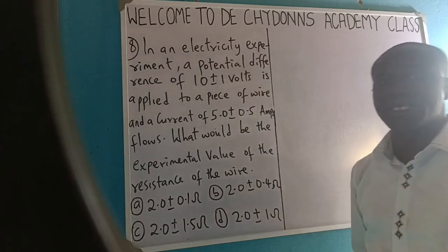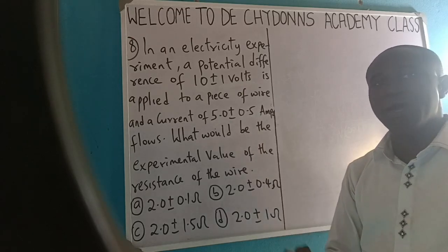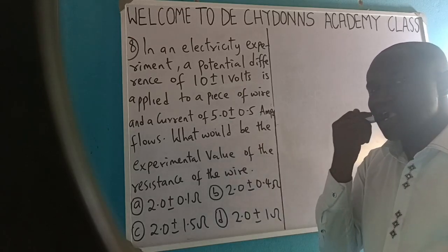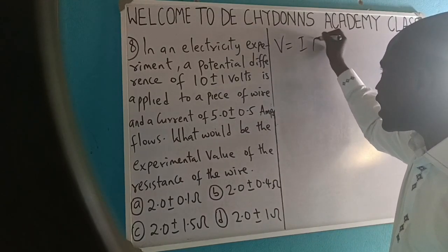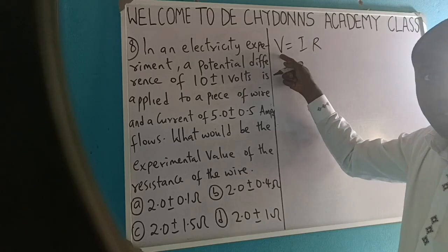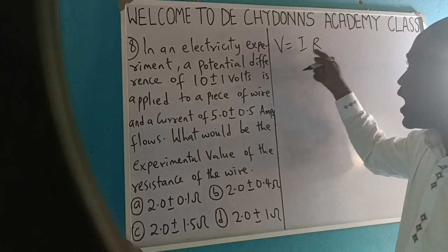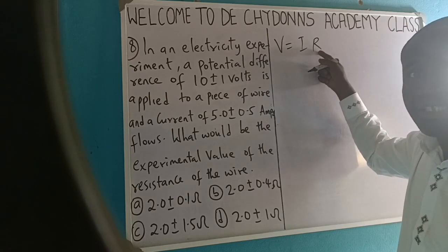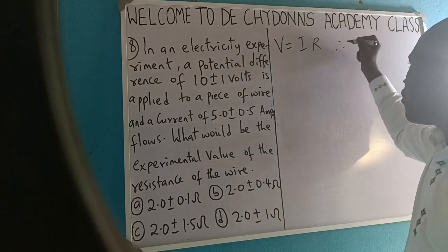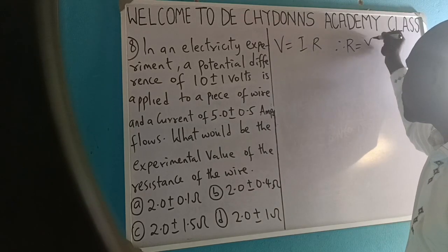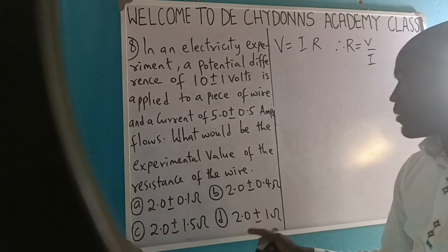From the electricity experiment. In electricity, we were told about Ohm's law, that it stated that V is equal to IR. V is voltage or potential difference, I is current and R is the effective resistance of the resistors given to us. From here, we have that R is equal to V over I. Now the options are in one decimal place.